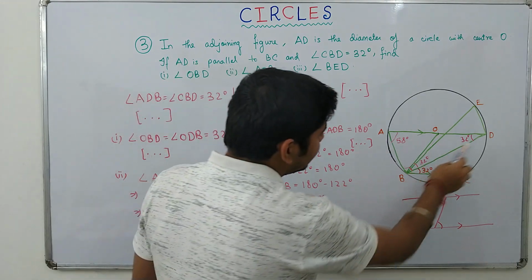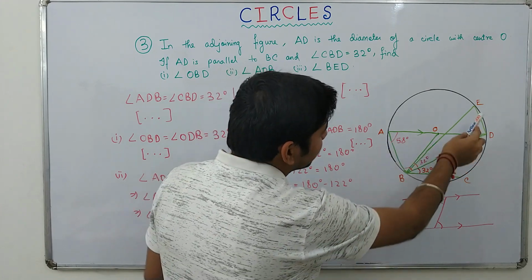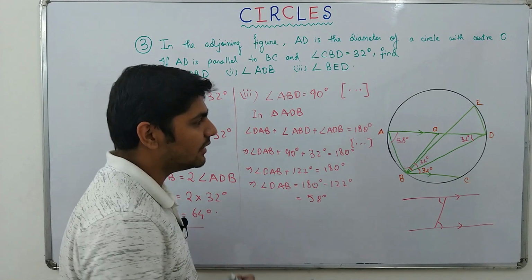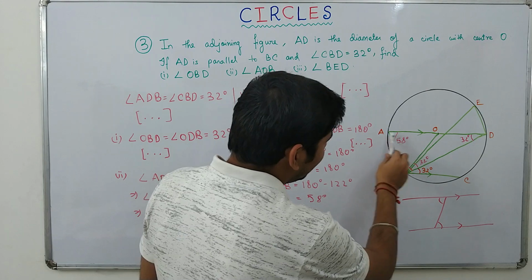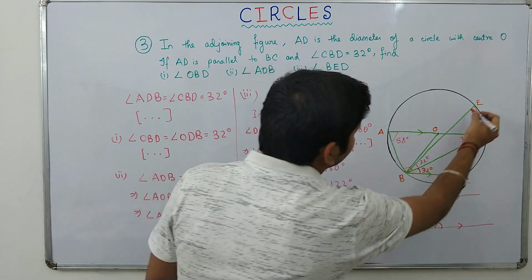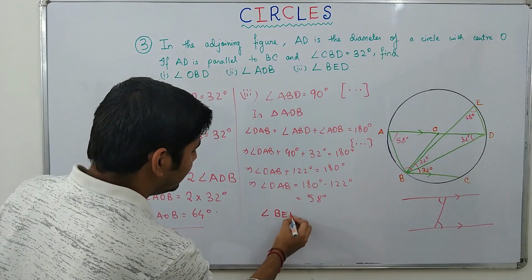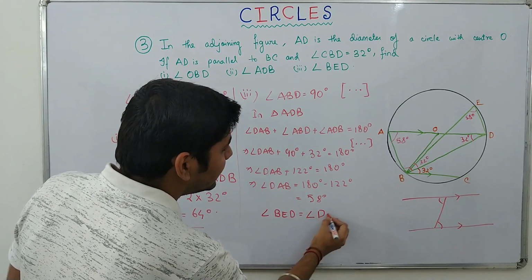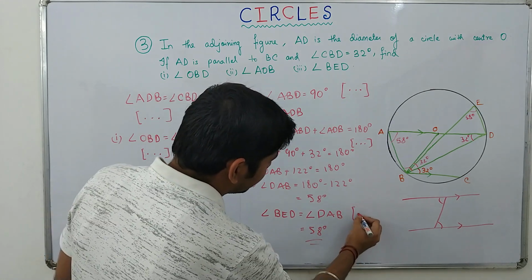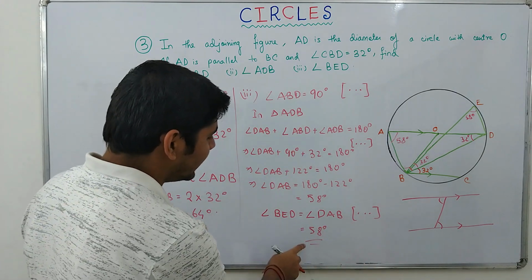Now BD is an arc and BD subtends two angles on the circumference, one at A and one at E. Now the second theorem that we studied was the angles in the same segment are equal. So angle BAD will be equal to angle BED. So if this is 58 degree, this will also be 58 degree. So I'll write angle BED is equal to angle DAB is equal to 58 degree. And beside it I'll write angles in the same segment are equal. So we get our third answer also, that angle BED is equal to 58 degree.